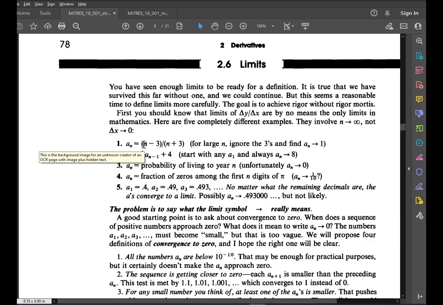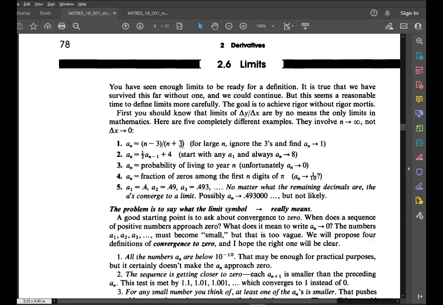Now you can see when n equals 1, I get minus 2 over 4, so that's minus a half. When n equals 2, I get minus 1 over 5, so that's negative. When n equals 3, I get 0. When n equals 4, I get 1 over 7, which is small. So if you plotted these numbers, you would see that they're actually increasing. You can do that as an exercise and plot these numbers.